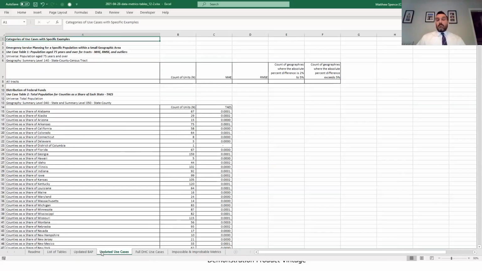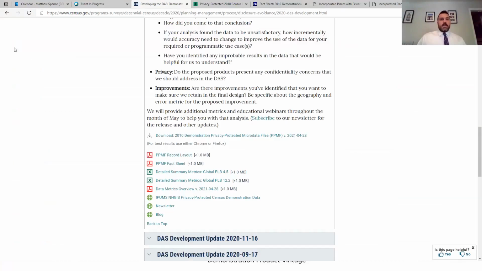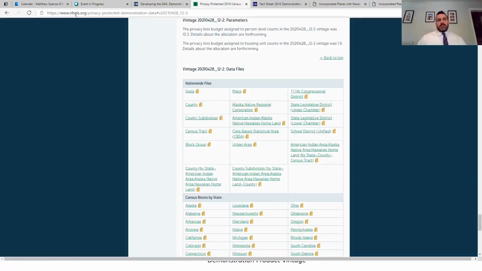And Matt, if I want to get even deeper, if I want to actually dig into the data itself, or create other metrics that I think will help me analyze this data more effectively, is there a way to do that? Yes, thanks to our friends at IPUMS and David Van Riper, they have tabulated the microdata for us. And so, this is on the IPUMS website. It's actually the nhgis.org website.